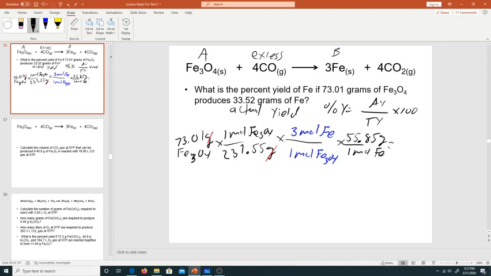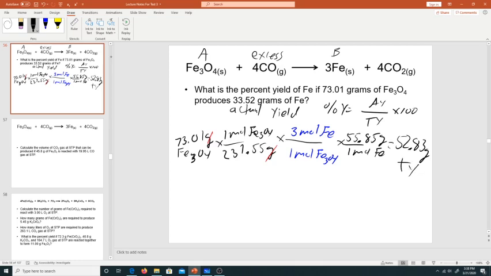73.01 divide 231.55 times 3 divide 55.85 equals, and I get 52.83 grams. So that's one possible answer. Actually, that will be the theoretical yield.